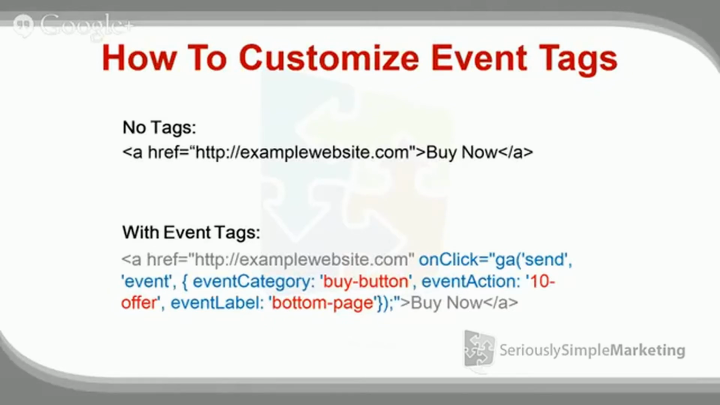So the category, buy button, event action, the actual action, 10 offer. So maybe it was like a $10 offer or $10 off offer or whatever. And then the label, bottom page. Maybe this link was on the bottom of the page. We wanted to know that. So that's how this data gets put into analytics.